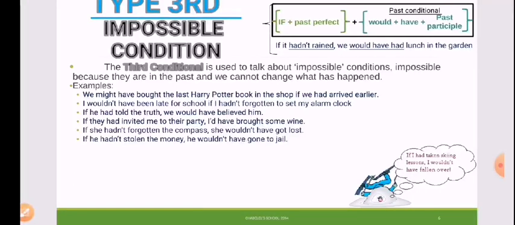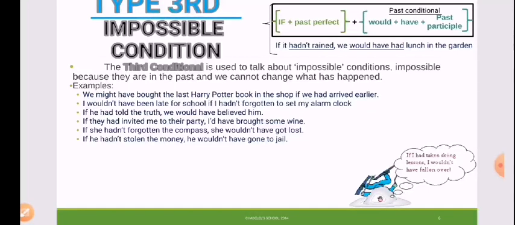In the main clause, we remember we need three things: would or could or might plus have plus past participle. Again, would is more frequently used. If you look at the first example, we might have bought the last Harry Potter book in the shop if we had arrived earlier. Here we started with the main clause. In the main clause, you have might plus have plus past participle of verb buy. The if clause begins with if we had arrived earlier. That's the if clause. The verb in the if clause is had arrived.